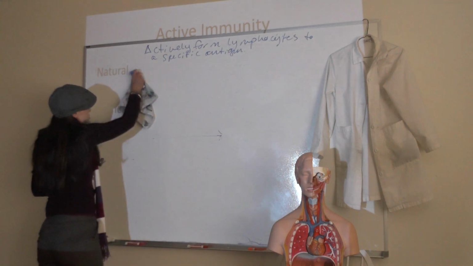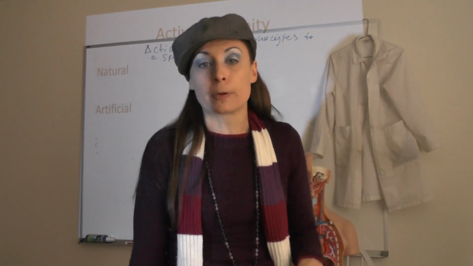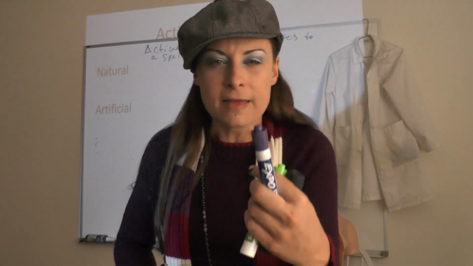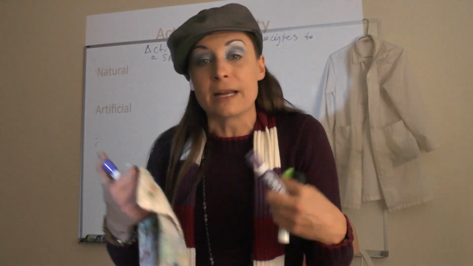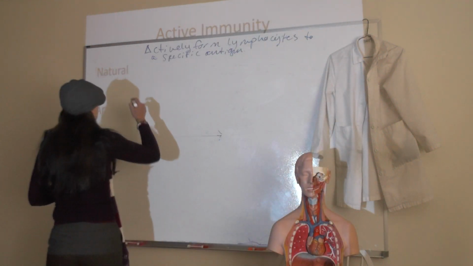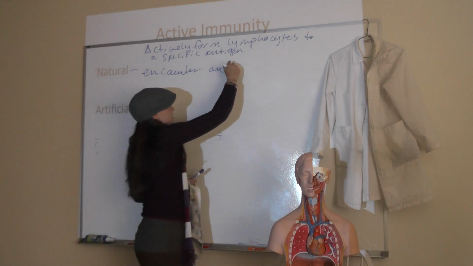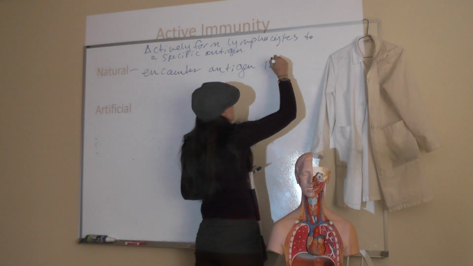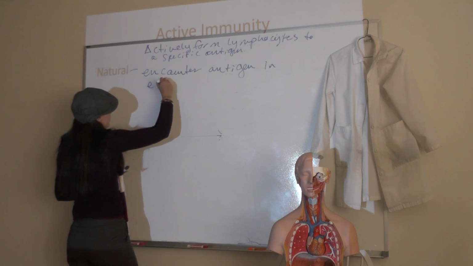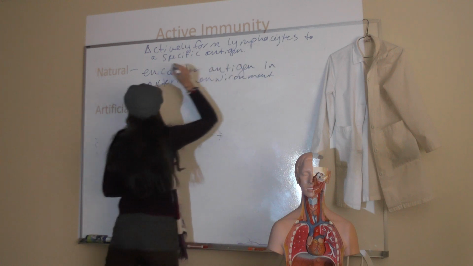And this can happen naturally when I encounter the pathogen out in the environment. So if you're on spring break and the person that you're partying with has COVID and they rub all over your face, that's natural active encounter, and it should give you natural active immunity. So natural, you encounter the antigen out in nature or in the environment, in the external environment, or the natural environment.